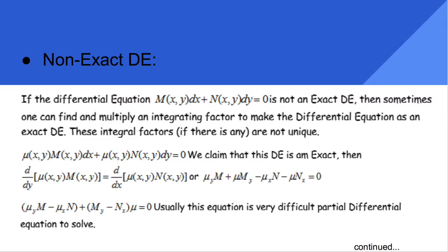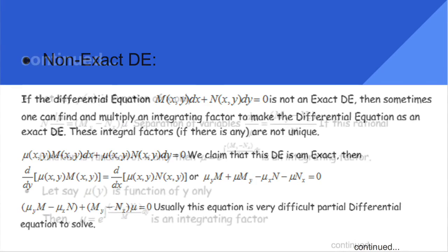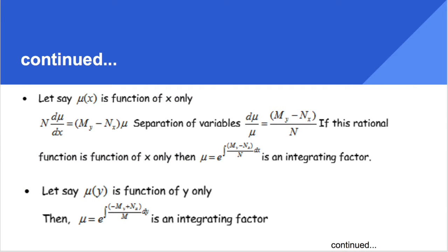So for a non-exact differential equation M of x, y dx plus N of x, y dy equals 0, we multiply it by the integrating factor mu of x, y, and then we claim that this differential equation is exact. Then, we take the partial derivative of mu of x, y times M of x, y with respect to y, and mu of x, y times N of x, y with respect to x, just like what we did when we were solving the exact differential equation. Since it is exact, mu y times M plus mu times My minus mu x times N minus mu times Nx equals 0. Then, we have to figure out what function mu is.